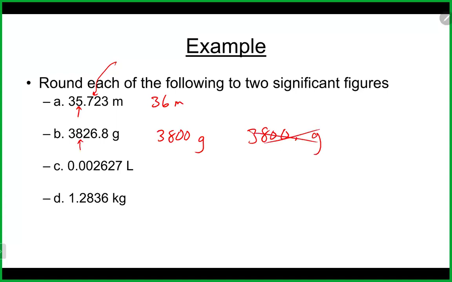So we do want to be careful not to put decimals in where we don't really want them. We could also have done scientific notation, right? We could have done 3.8 times 10 to the 3 grams. Remember that when we do write in scientific notation, any of the numbers that come before the times 10 part are significant. So that's another option you could do.